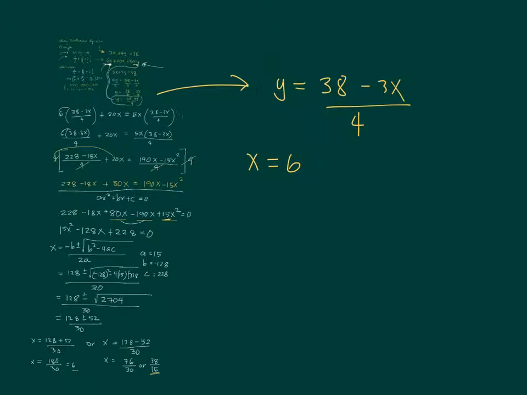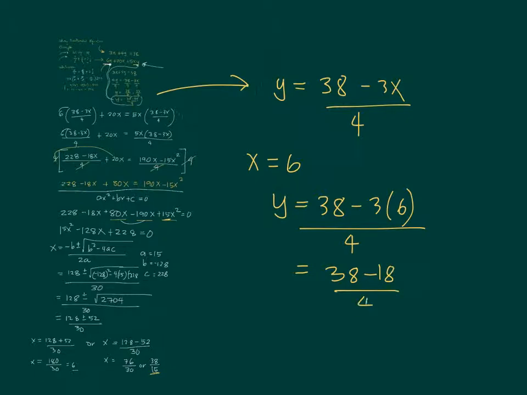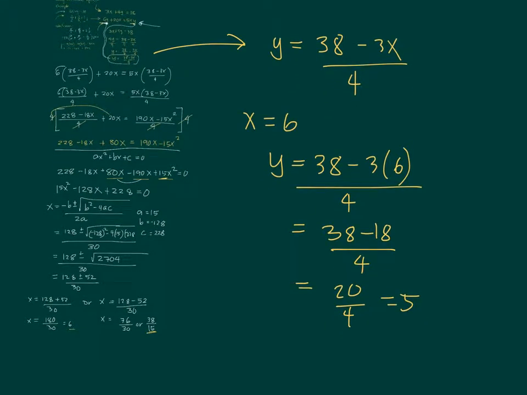So if x is 6, then y is 38 minus 3 times 6 over 4. And this is 38 minus 18 over 4. 38 minus 18 is equal to 20. So 20 over 4 is equal to 5. So this means when x is equal to 6, y is equal to 5. So this is one of the solutions. Now the other one will come from the other x.